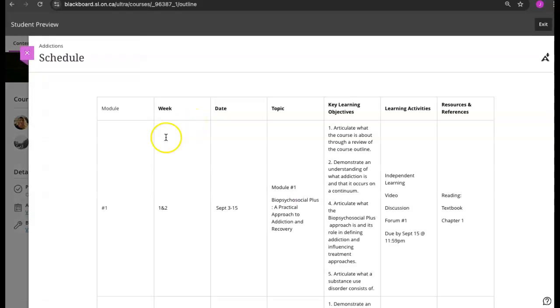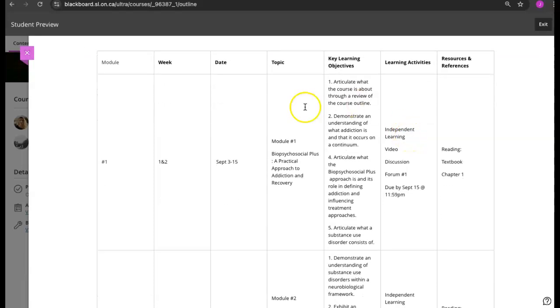By clicking the schedule link, you'll have access to see all of the things that we'll be working on throughout the semester and the suggested timelines. So what we have here is the weeks that we're on, the dates of that week, the topic we'll be looking at, our key learning objectives, learning activities, and any assignments, and then the resources we'll be using for that. What you can see is in the first couple of weeks, we'll be looking at chapter 1 of the textbook, and there'll be a discussion forum, videos posted, and you can see here a due date, and so the assignments and learning assignments are due September 15th.